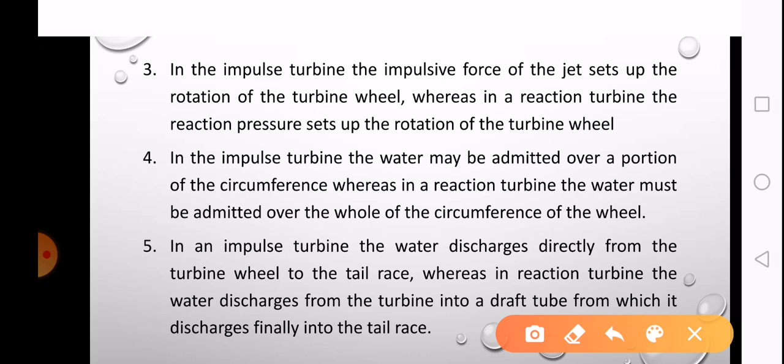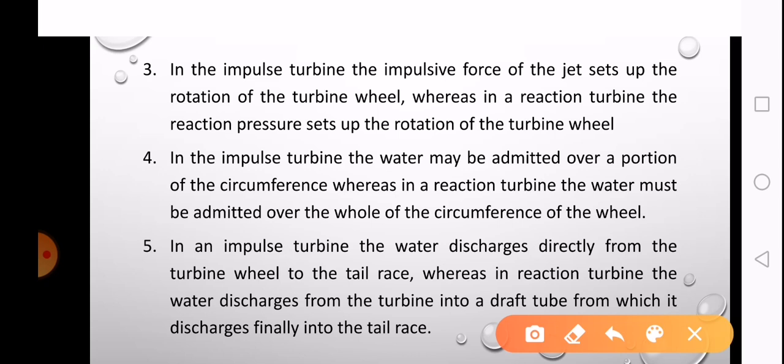Then in an impulse turbine, water is discharged directly from the turbine wheel to the tail race. So it enters at atmospheric pressure, and it is discharged also at atmospheric pressure in case of an impulse turbine, that is a Pelton wheel. But in a reaction turbine, water is discharged into the tail race through a draft tube. Draft tube is a diverging section pipe, which can either have a rectangular cross section or a conical cross section, but it has to be diverging.